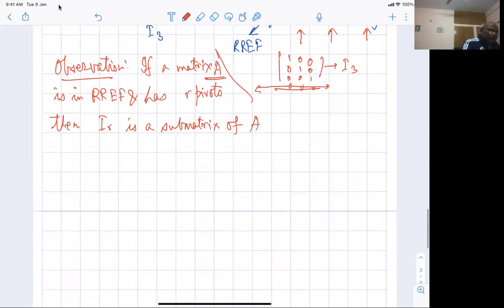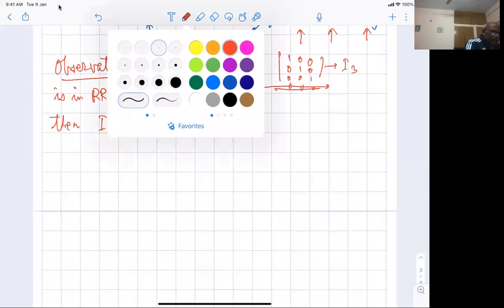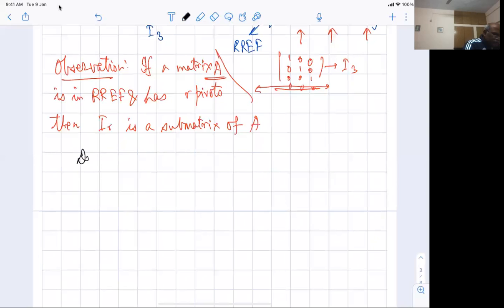As a final definition for this class, we have this. This is a very, very important definition. Let A and B be two m cross n matrices.